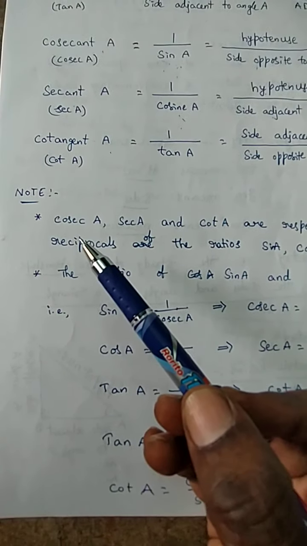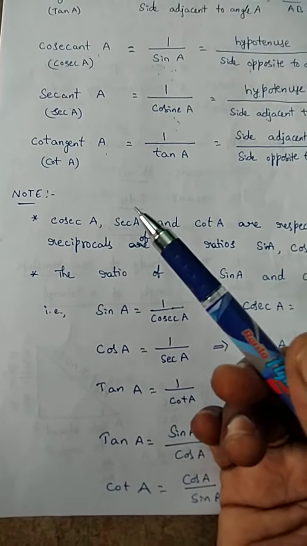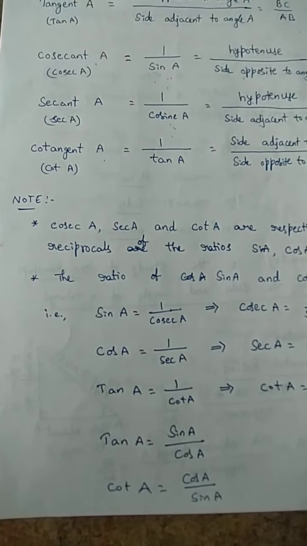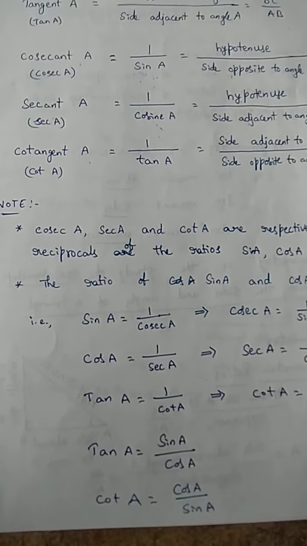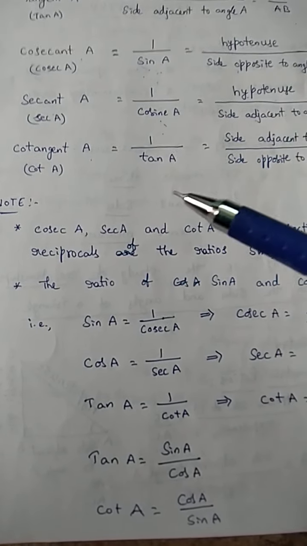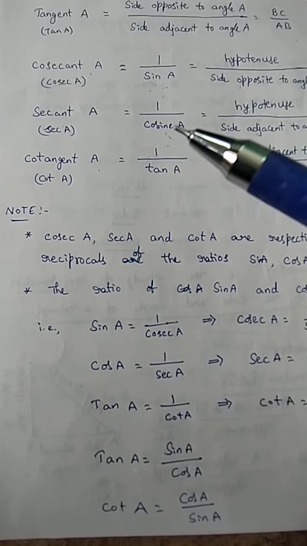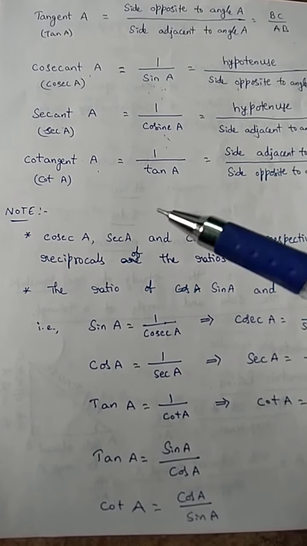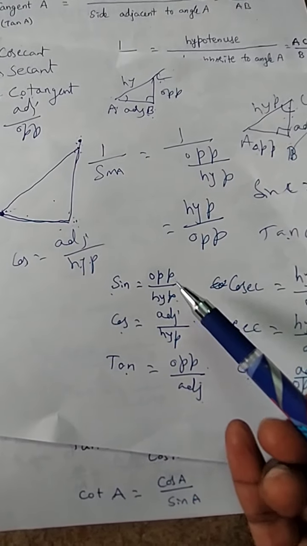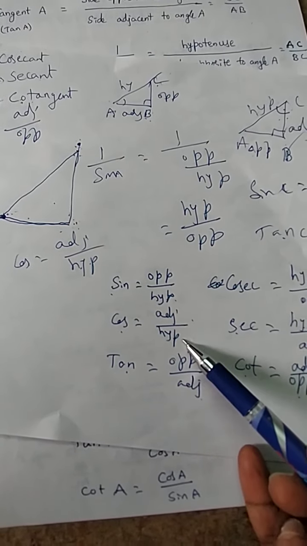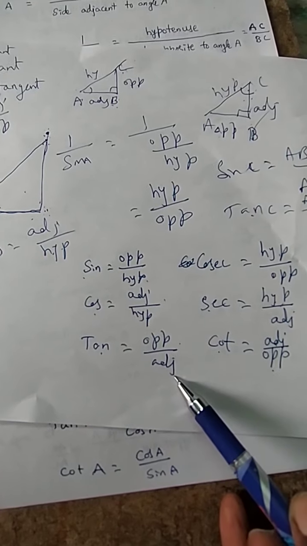Okay, students. So in the previous class, we discussed the trigonometric ratios. What are the formulas we can use for the respective trigonometric ratios? Sine, cos, tan, cosecant, secant, cotangent. Okay, let's just recall that. Sine is opposite by hypotenuse, cos is adjacent by hypotenuse, tan is opposite by adjacent.